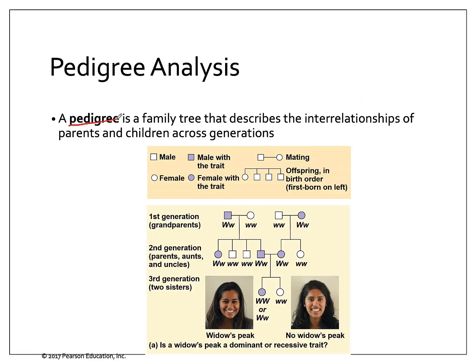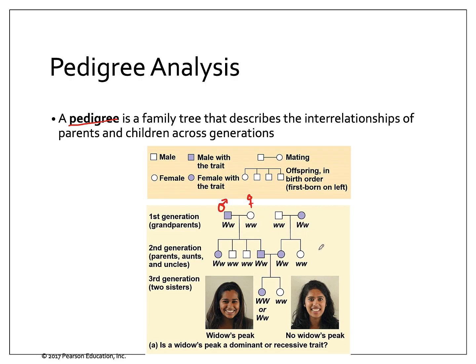We use a tool called a pedigree to track the relationship of traits across multiple generations, so from parents to children through many generations. This is what a pedigree looks like, and it's basically just a family tree. A square is a male, and a circle is a female.